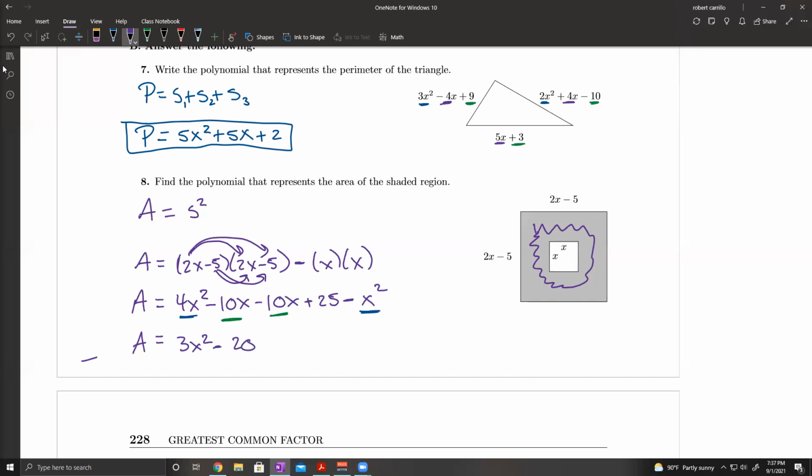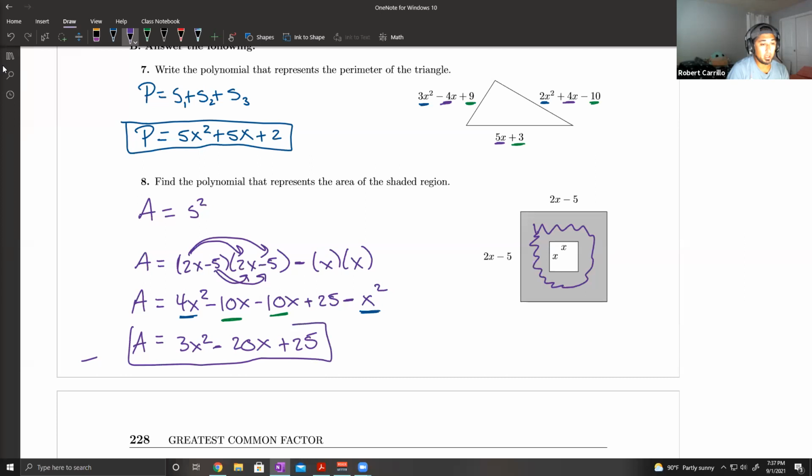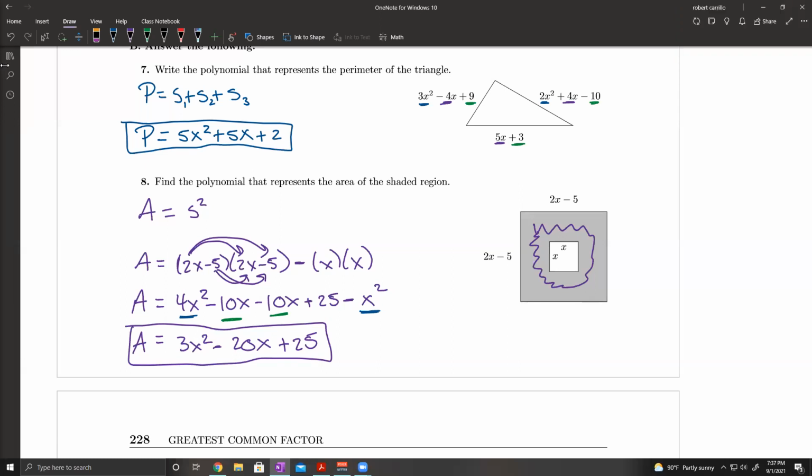Negative 20x. Negative 3x. Good. And what's left over? 25. This represents the area of the shaded region of the bigger square. Okay. Great. So you see how it's all related to everything we've done so far. We are still combining like terms. We are still multiplying and simplifying. So any questions on this page? All good then?